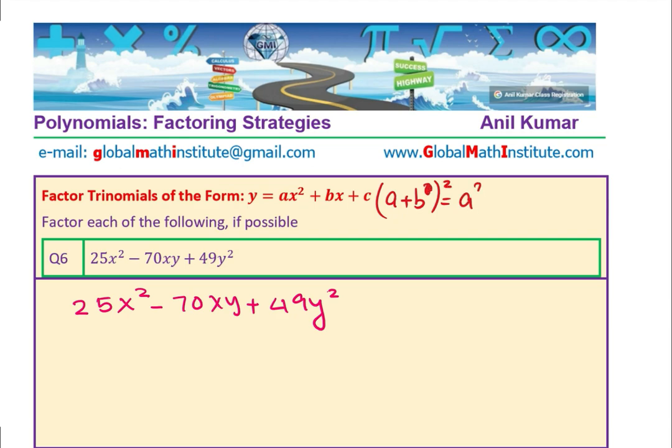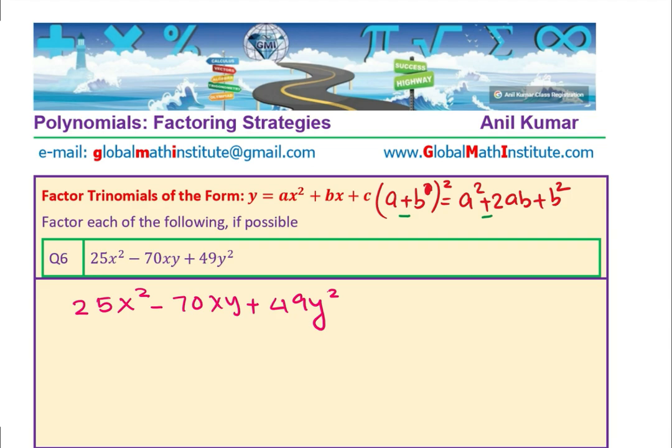It is equal to a squared plus 2ab plus b squared. And in case we have a negative sign here, then we have minus 2ab. So that is perfect squares, as you can see, and that is also factoring, correct?